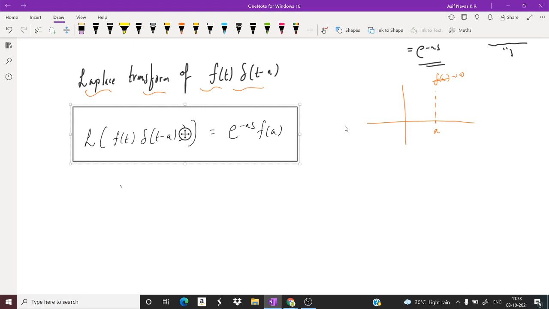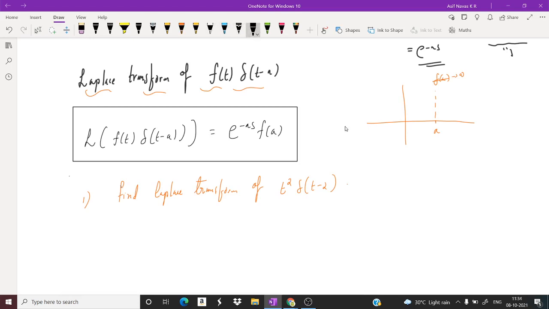This is the Dirac delta function: L of f of t delta t minus a is equal to e raised to minus as f of a. I am not giving the proof. The proof is somewhat an intuitive approach to find the integral of this function. So you just note it down, and I will give you a question. If you want to find the Laplace transform of t square delta t minus 2, tell me what is this Laplace transform?